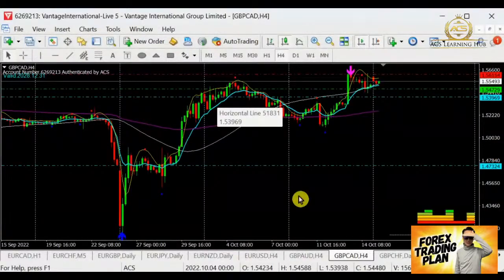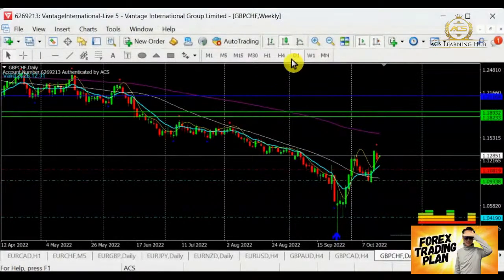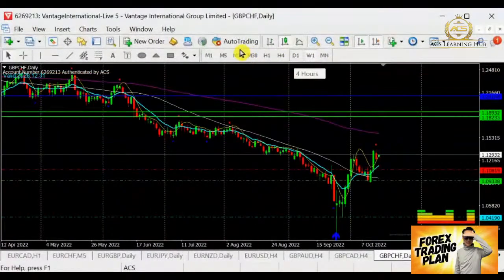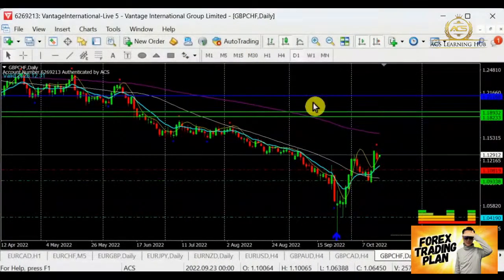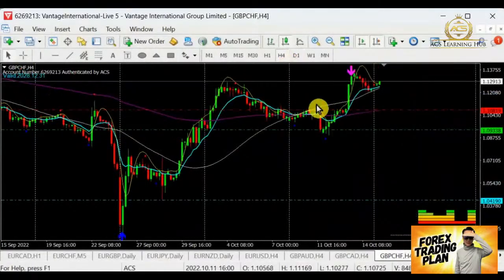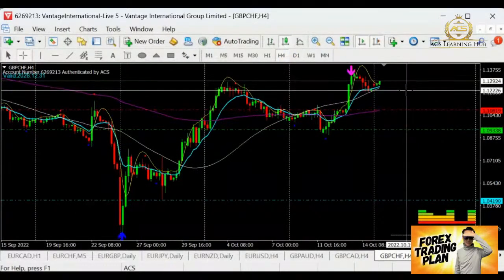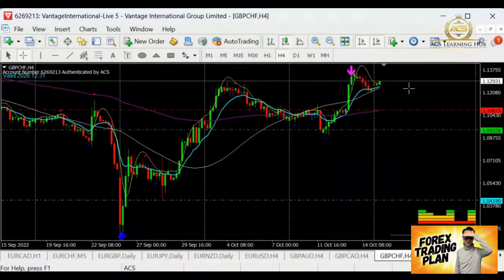How about Pound Franc? Let's take a look at Pound Franc. The bear has a retracement, and now a higher support is building up. Today, until this level, it is still going for a buy. It's still building a higher support. So I would say buying is still possible for Pound Franc.